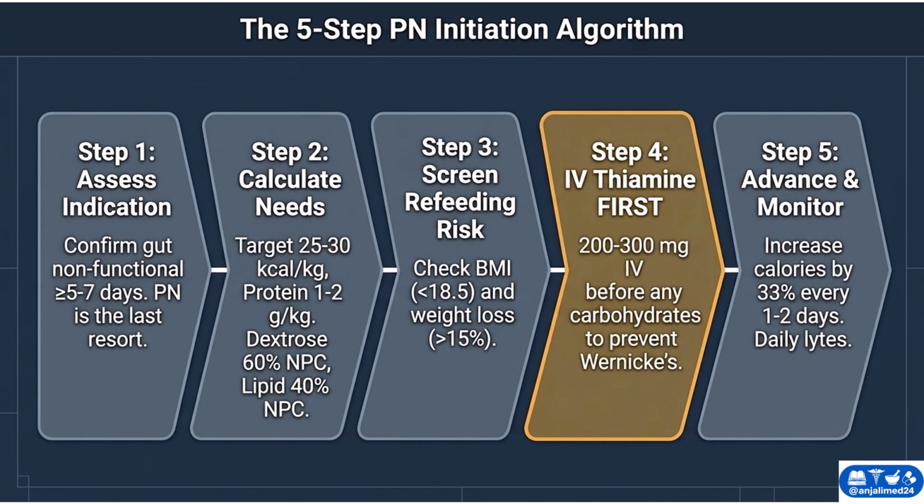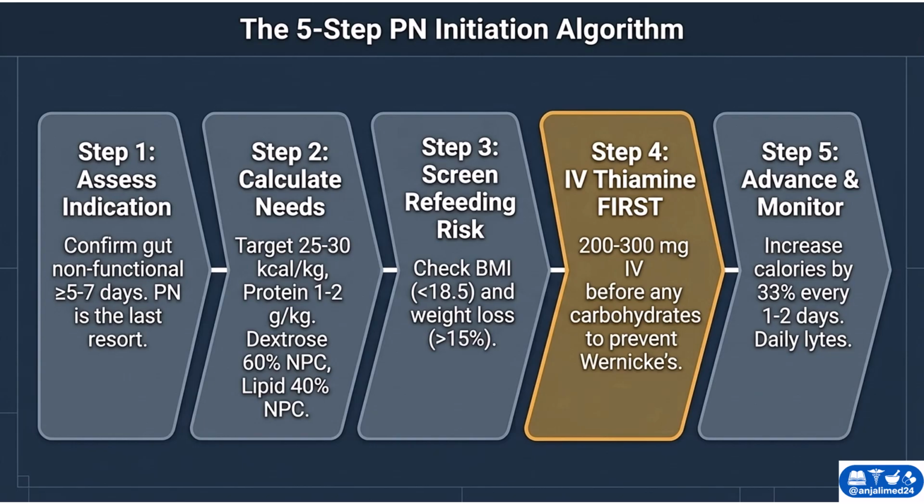The 5-step PN initiation algorithm. Whenever you plan to start parenteral nutrition, follow these 5 simple algorithm steps to ensure safe and effective management. Step 1 is to confirm the indication. Parenteral nutrition should be used when the GI tract is non functional or cannot be used for more than 5 to 7 days. Remember, if the gut works, use the gut.